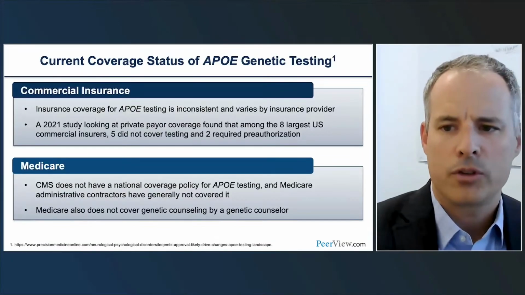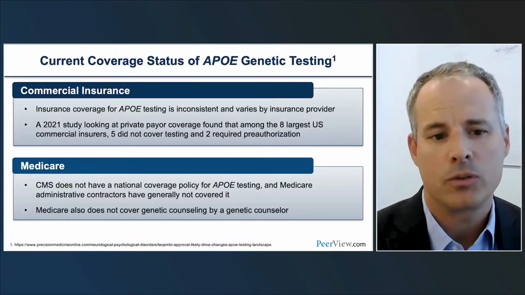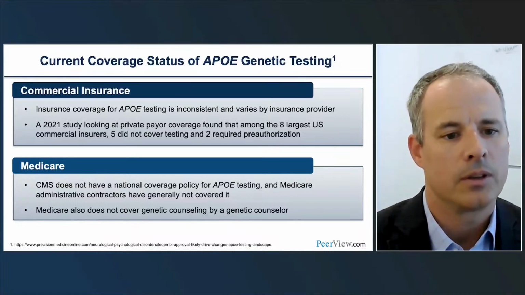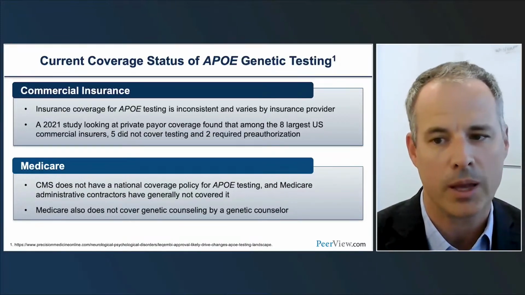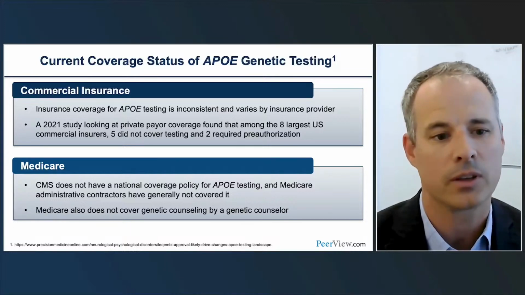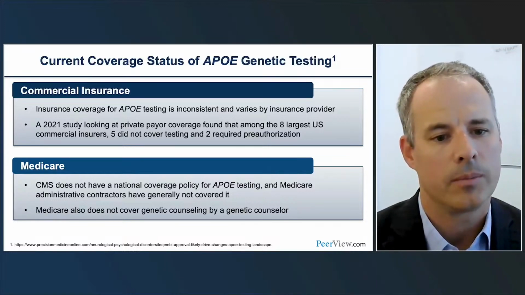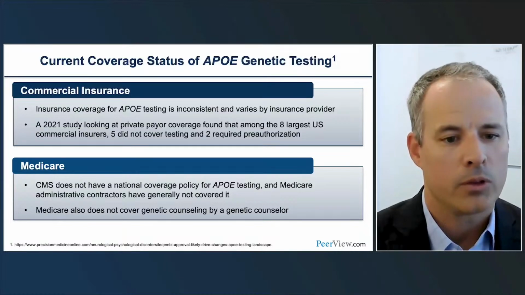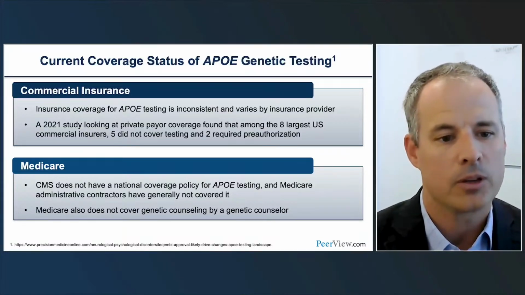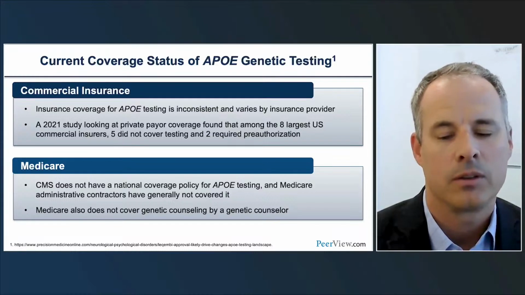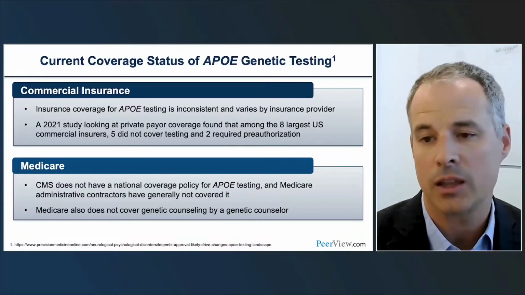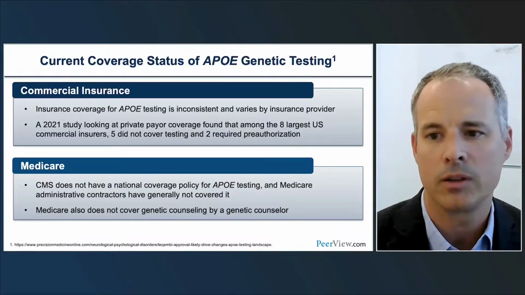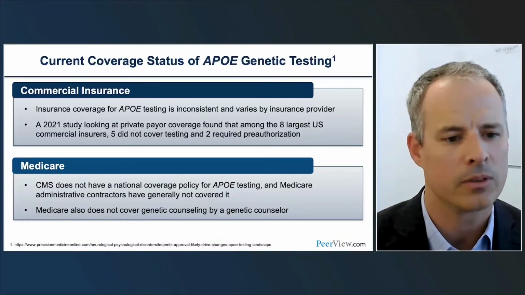So the insurance coverage for ApoE testing is a bit of an issue in the United States. It's essentially not covered very well. So it's inconsistent. Commercial insurance generally, in my experience, does not cover ApoE4 testing at this point. In 2021, a study showed that 5 of the major commercial insurers did not cover, and 2 require pre-authorization. Now, I don't know how this is changing yet so far in the face of anti-amyloid therapies.